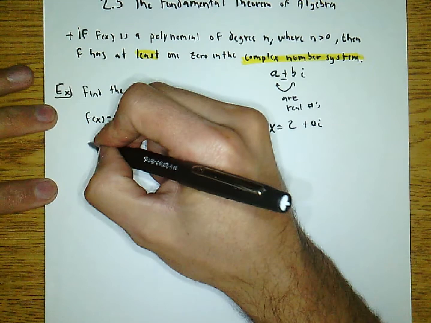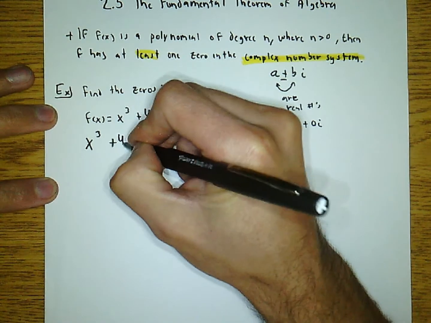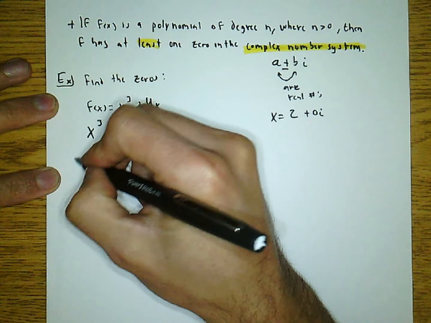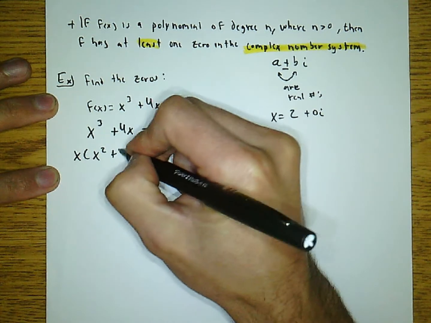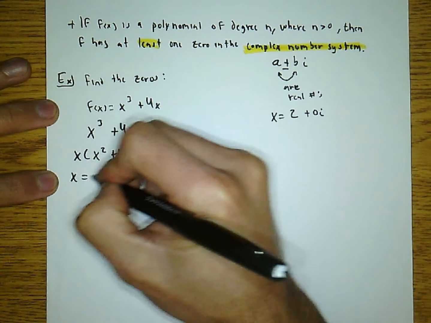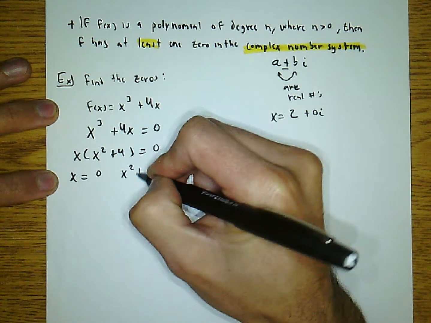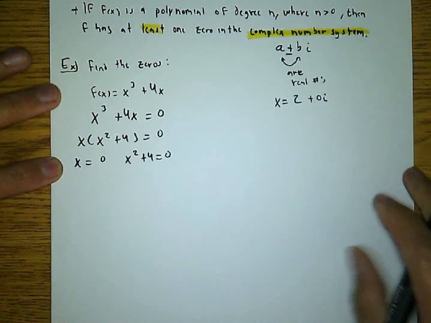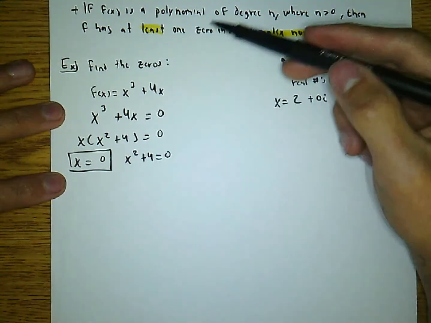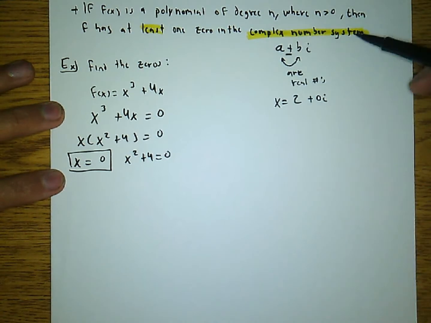Okay, so we're going to have x to the third power plus 4x. We're going to set that equal to 0. We're going to be able to pull out an x, which will leave us with x squared plus 4 equaling 0. And we're going to set each one of these equal to 0. So x equals 0 and x squared plus 4 equals 0. So for this one, we're done. So there you go. I've at least shown that we have at least 1 zero in the complex number system.